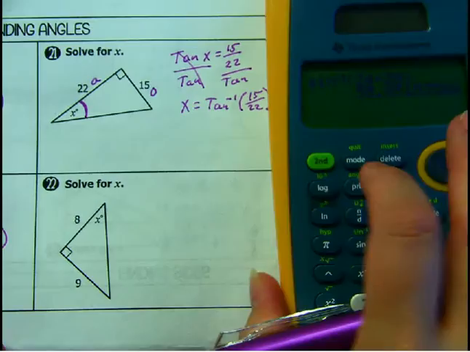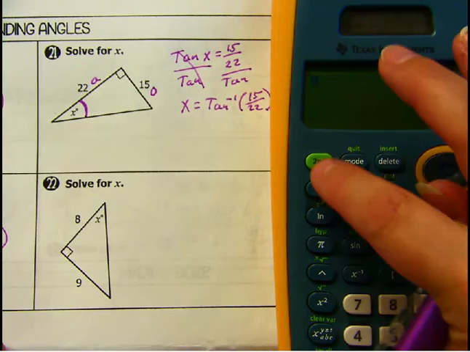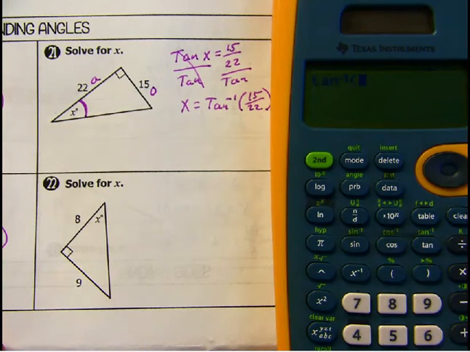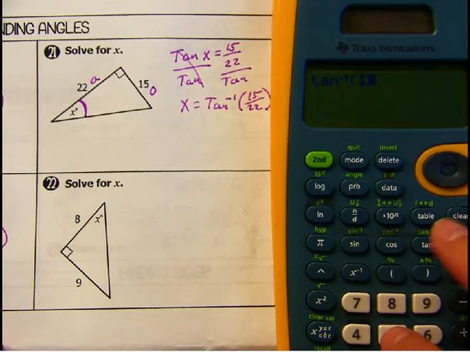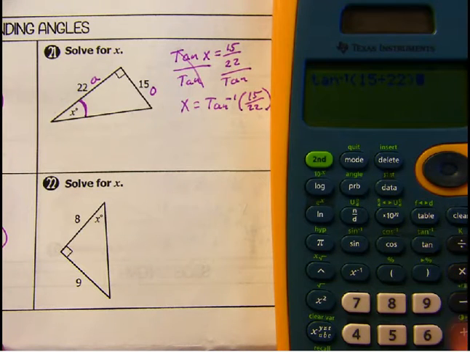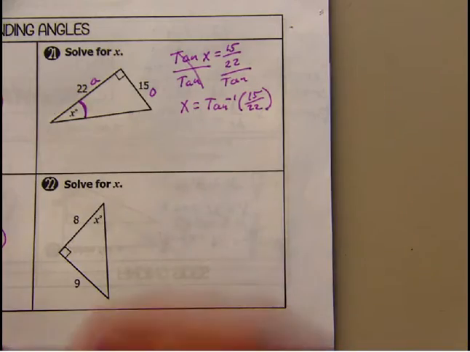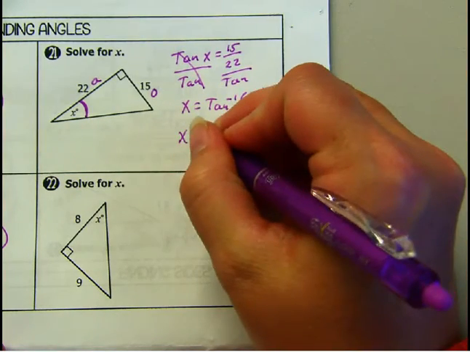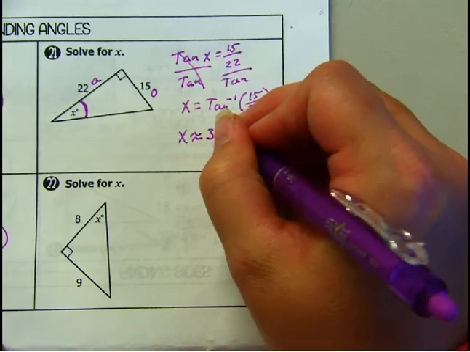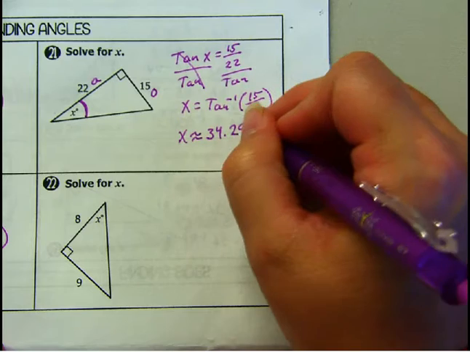So on our calculator, we're typing in tangent to the -1 of 15 over 22, and we get 34.29 degrees. Remember your rounding rules, that 6 tells me I'm going to go up to 29. So x is approximately 34.29 degrees.